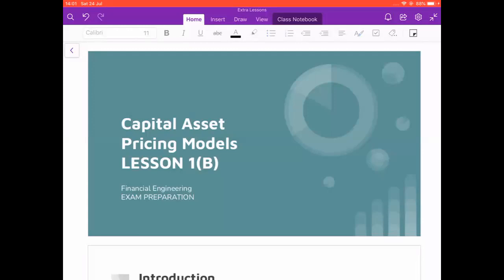Welcome to the second session for our topic. It's going to be lesson 1B, and our next lesson is going to be on vector models.